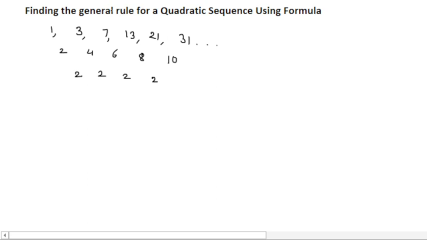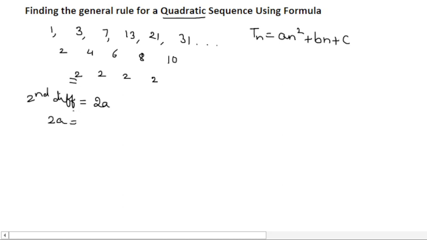Now for us to find the general rule, we need to follow certain steps. The first step is, you must always remember the second difference: whatever is the answer for the second difference, it is always equal to twice of a. Now you will ask me, what is twice of a? In a quadratic sequence, the general rule is given by an^2 + bn + c. As the sequence name is quadratic and the equation is also quadratic, this is the general rule that we use. This a is the coefficient of the quadratic term, and twice of a is always equal to the second difference. So twice of a for this particular question is 2.